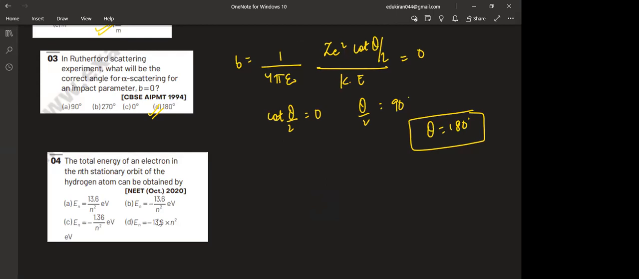Yes, B option. This is the formula for the energy of the nth orbital, minus 13.6 by n square electron volts. I think we have also written it right now only. But if it is not hydrogen, then you have to multiply by Z square, whatever the atomic number is. But we all know Z is 1 for hydrogen, that's why.